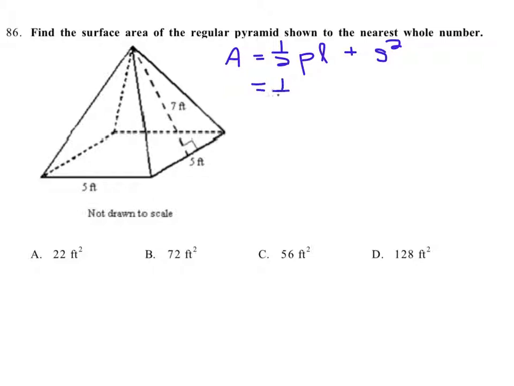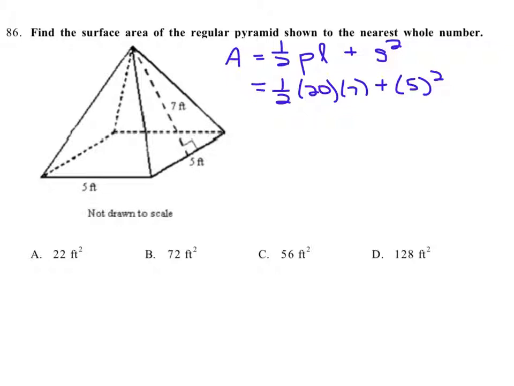Okay? So we say 1/2. What's the perimeter of this? Well, let's follow my laser pointer around. It's 5, 5, 5, and 5 for a total of 20. And what's the slant height? It is 7. Plus, area of the base is really just 5 squared.